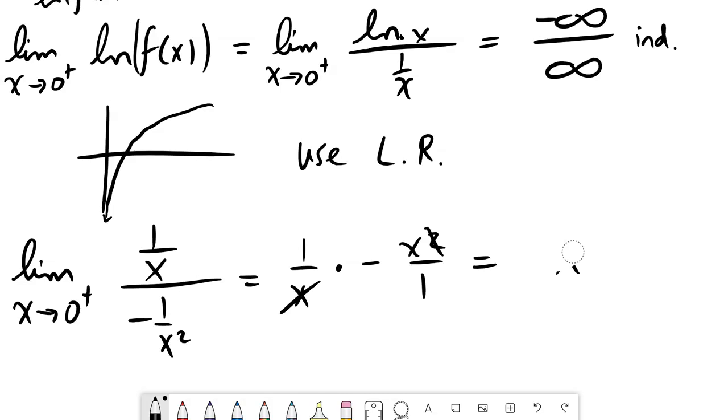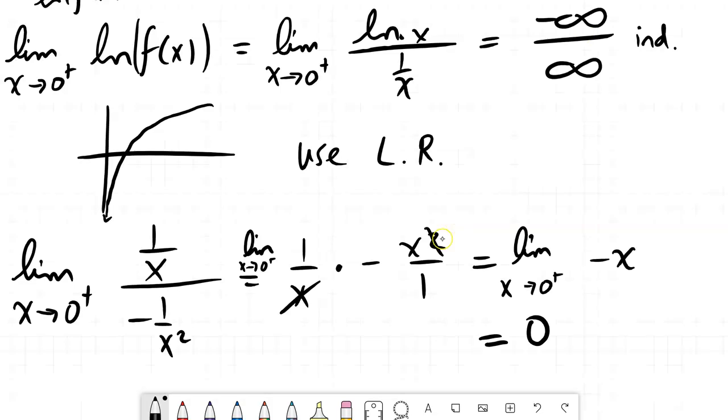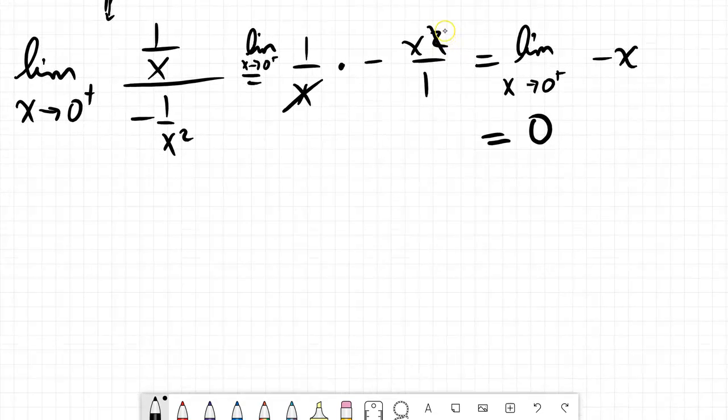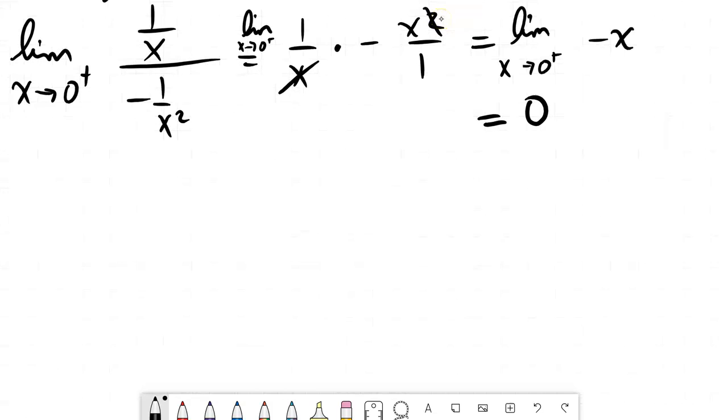The limit as x approaches 0 from the positive side of negative x. And if we approach 0, we end up at 0, right? That makes sense. Again, we did not find the true limit of what we're supposed to be looking for. We found exactly the limit as x approaches 0 plus of the natural log of that function, right?